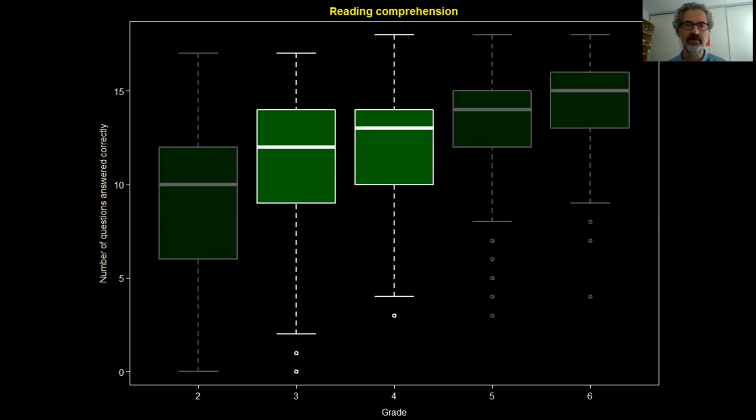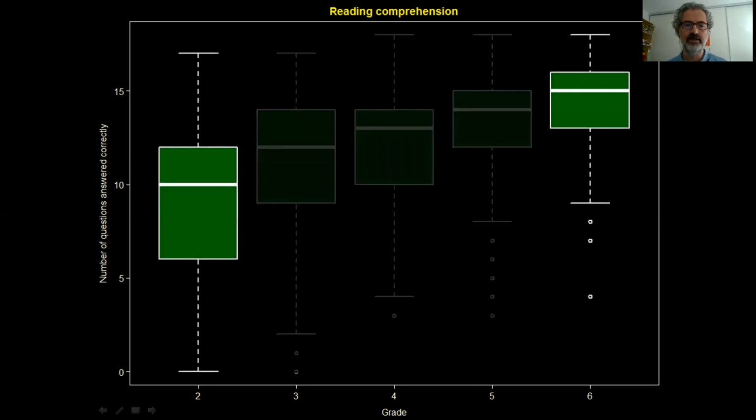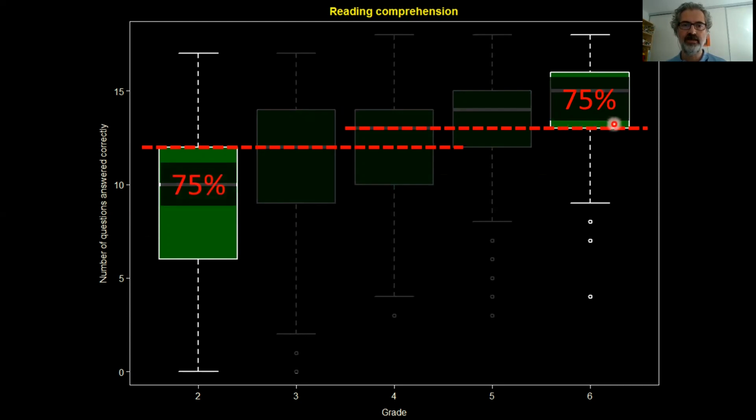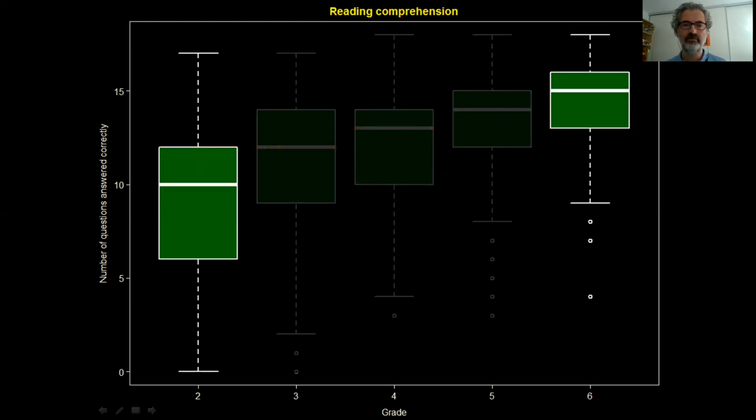Let's contrast this situation with a comparison between grades 2 and 6. In this case, we see that 70% of 6th graders score higher than 70% of 2nd graders. So if we only had these two boxes to work with, we would say that there is a very clear difference, or otherwise a very clear relationship between grade and reading comprehension, that there is an effect of grade on reading comprehension, or that there is shared variance between grade and reading comprehension.